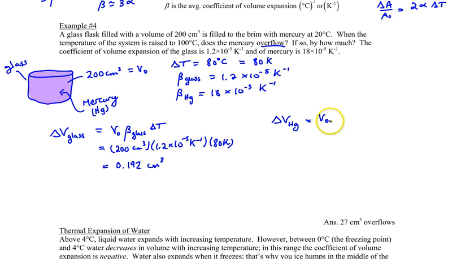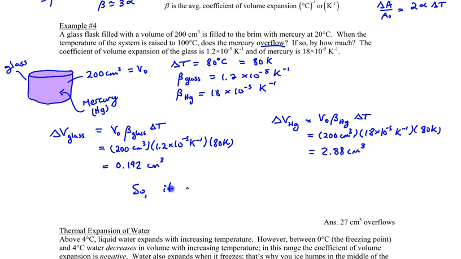Now let's compare that to the change in volume of the mercury, which would be the same initial volume, but a different coefficient of volume expansion, and the same temperature change. So we have 200 centimeters cubed multiplied by 18 times 10 to the power of negative 5 Kelvin to the power of negative 1, and then a change in temperature of 80 Kelvin. So that gives you a change in volume of 2.88 centimeters cubed.